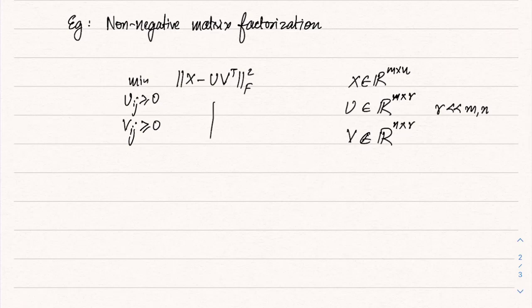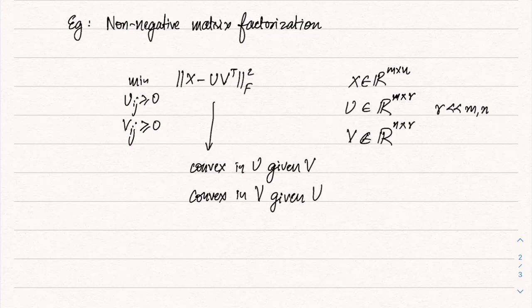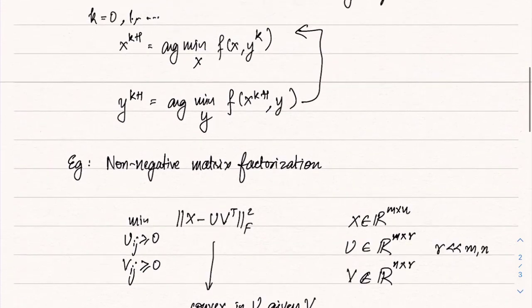Why? Because as you can observe, this objective function is convex in U given V. Why is it convex? Because it is a quadratic objective in the entries of U, and likewise it is convex in V given U. So it is convex separately in U and V, but obviously it is not convex in U and V jointly, because the norm squared of U times V transpose does not lead to a quadratic or convex expression in U and V. So this is somewhere where alternating minimization can be easily used.